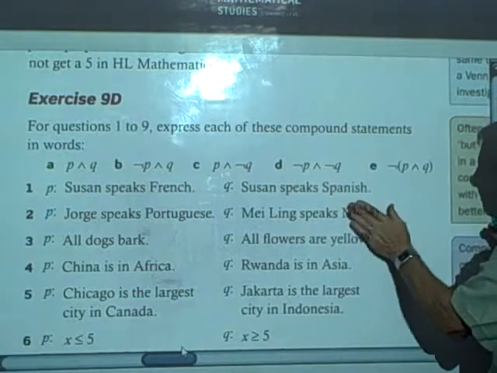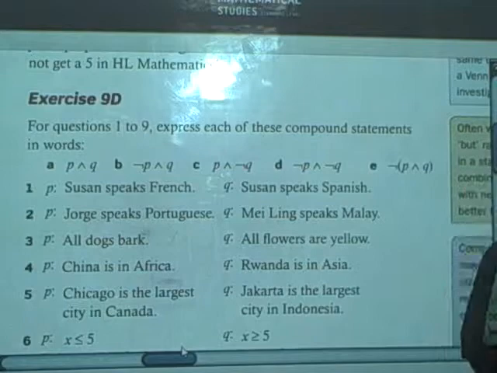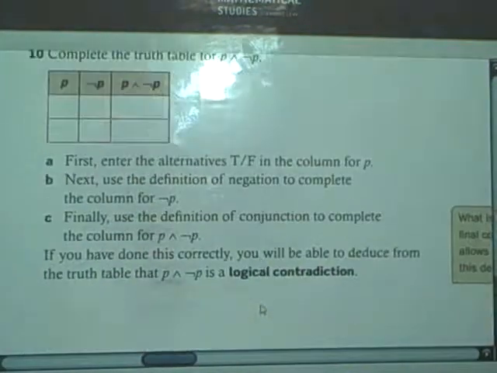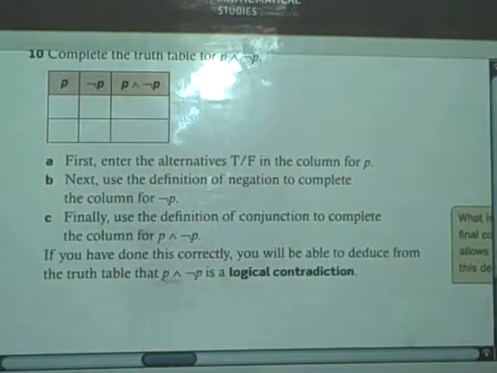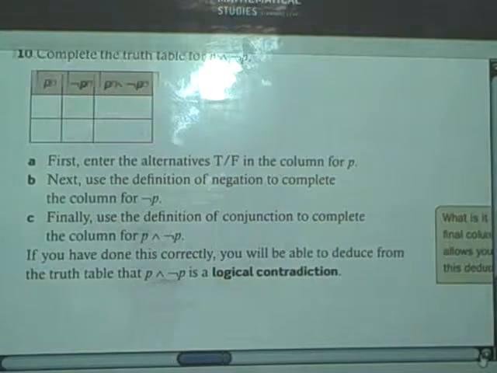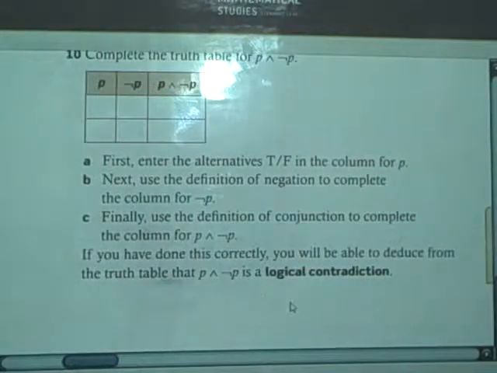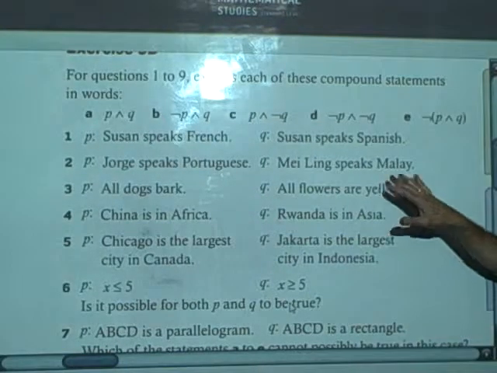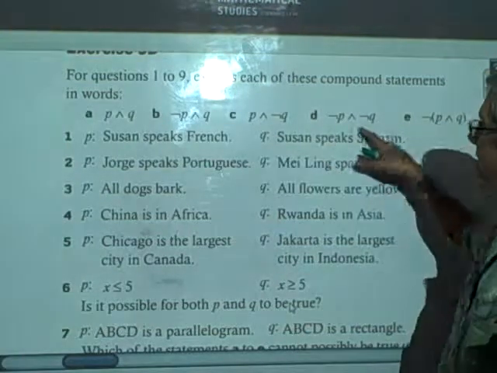I've assigned number 1 to you. I'm going to do number 2 as an example. Okay? So that is 9D, and it's on page, well, what page are we on here? Let's see if I can just drag it over. 389. Page 389, okay? Jorge speaks Portuguese, Mei-Ling speaks Malay. All right, so let's go through what all of these are in these symbols.